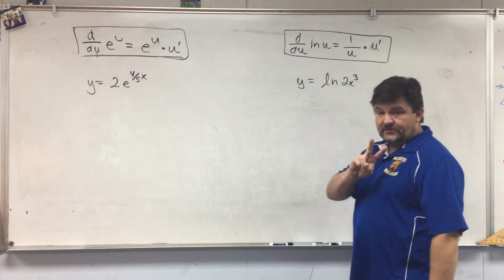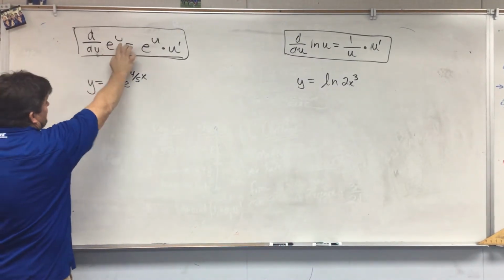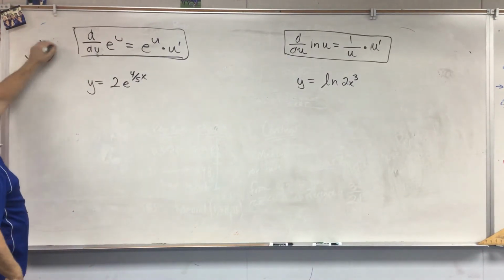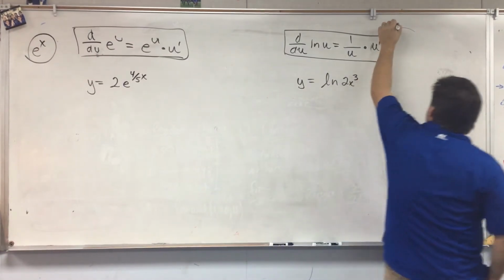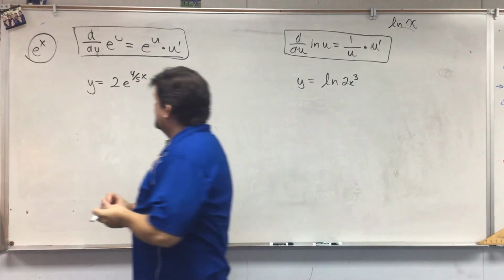All right, so we have two new derivative rules. One has to do with e to the x or e to the u. So this is like an e to the x if you want to look at it that way. So this is e to the x. And this is about the natural log of x. So we'll tackle these here.